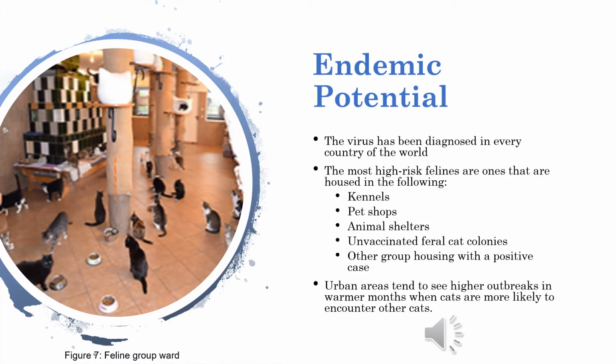This virus has been diagnosed in every country in the world. However, our most high-risk felines are ones that are housed in either kennels, pet shops, animal shelters, the unvaccinated or feral cat colonies, or any other group housing that has a positive case. Urban areas do tend to see a higher outbreak in warmer months, when cats are more likely to be encountering other cats.